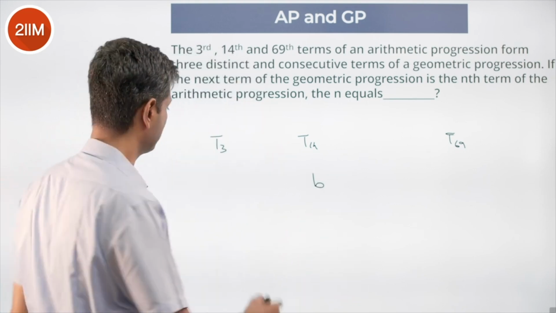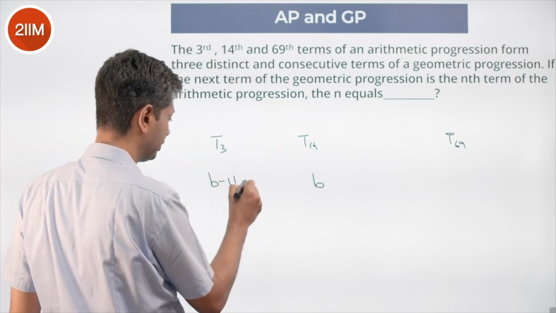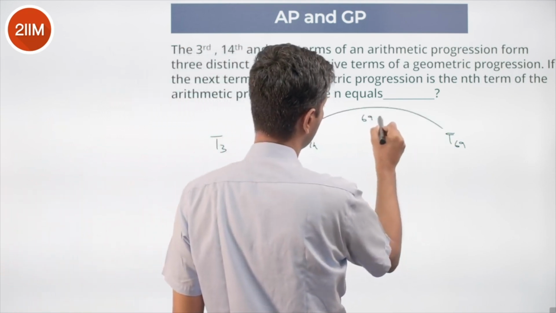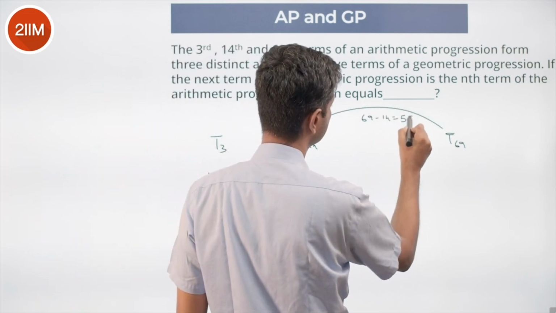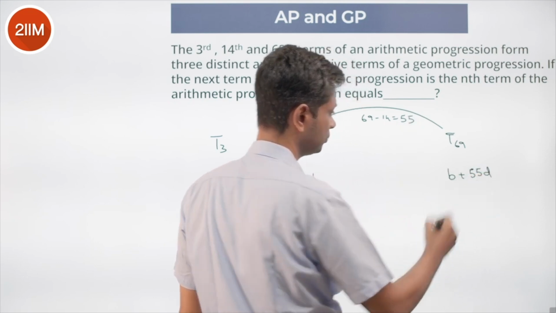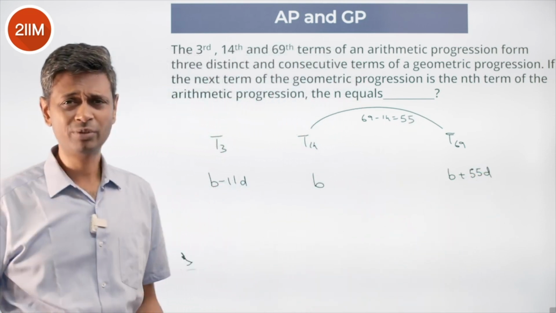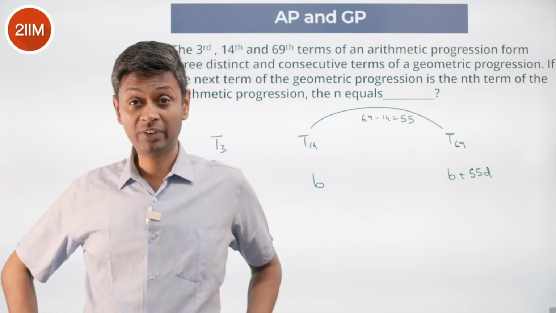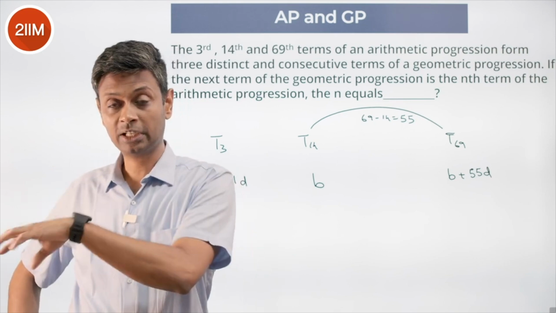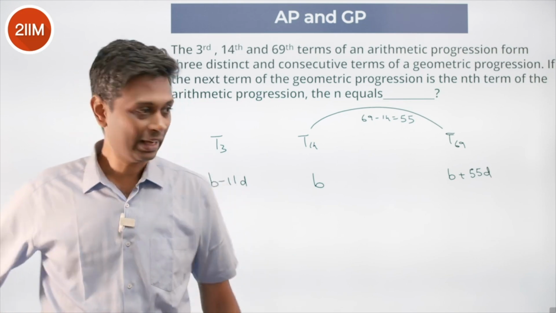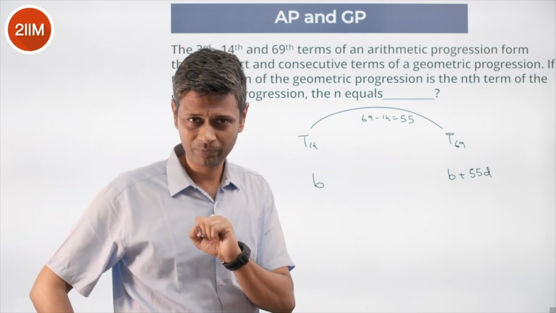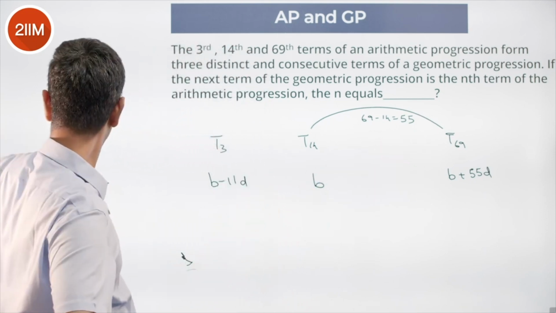From here, 11 terms before, b minus 11d. From here, 14 to 69, 69 minus 14 is 55. This will be b plus 55d. Why am I defining like this? Because for a geometric progression, if I anchor around the middle term, a, b, c, I like it as b by r, b, b times r. Easier. I can say b square is equal to ac, then simplify and find d. So my life is easier if I can anchor around a middle term.